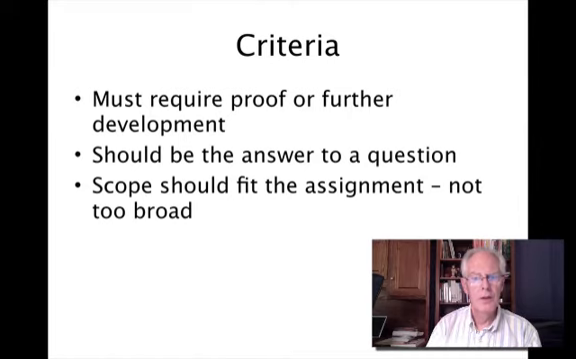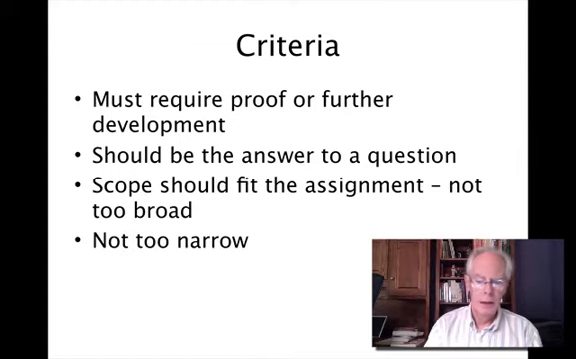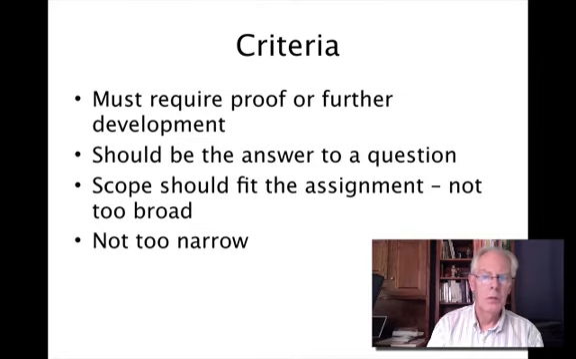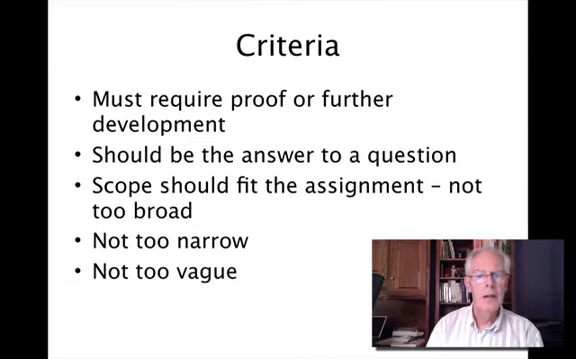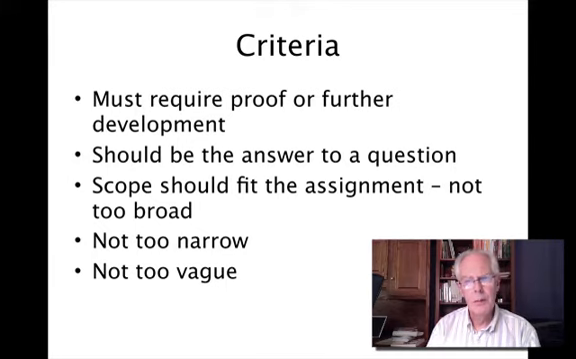And as we said, the scope should fit the assignment, not be too broad, not be too narrow. Not being too narrow is the corollary of not being too broad. And not too vague. If you make a general statement that is not clear to the reader about what you're going to be talking about, well, you've got a very poor thesis statement. Your essay is not going to develop in a way that the reader is going to understand why you're writing.